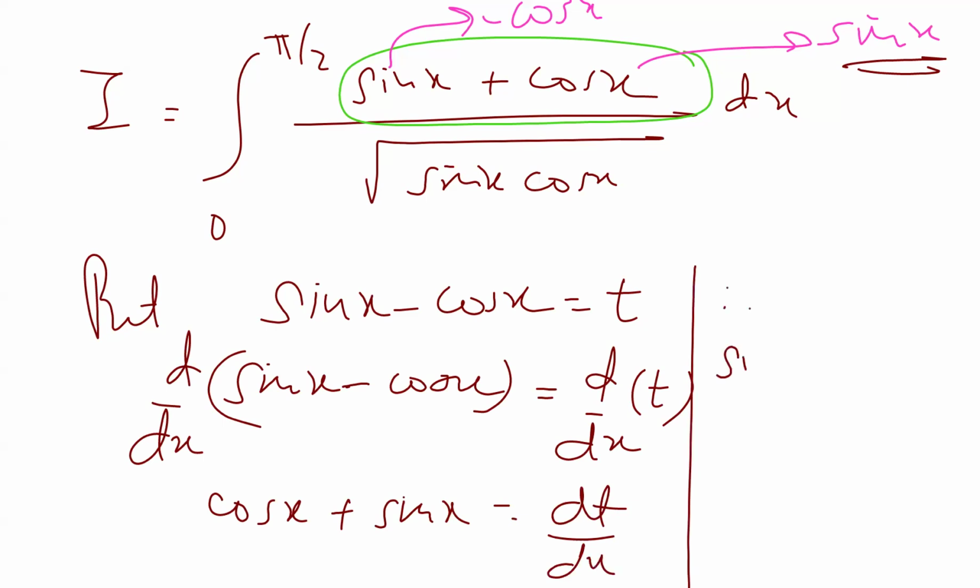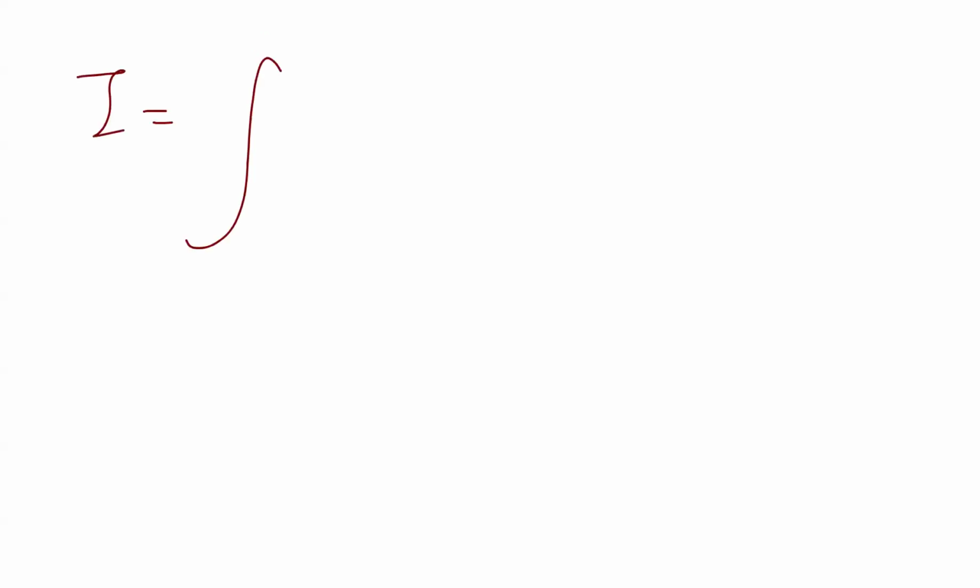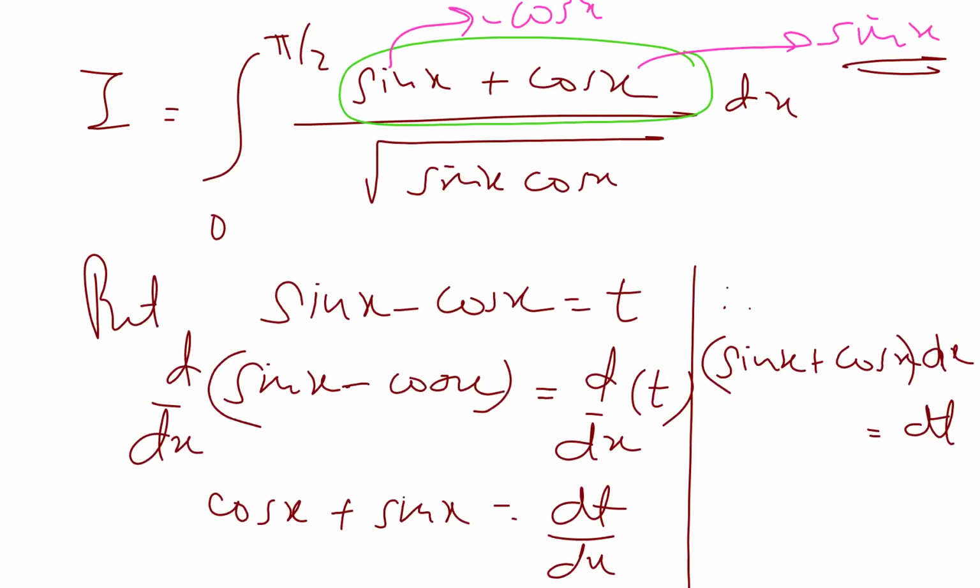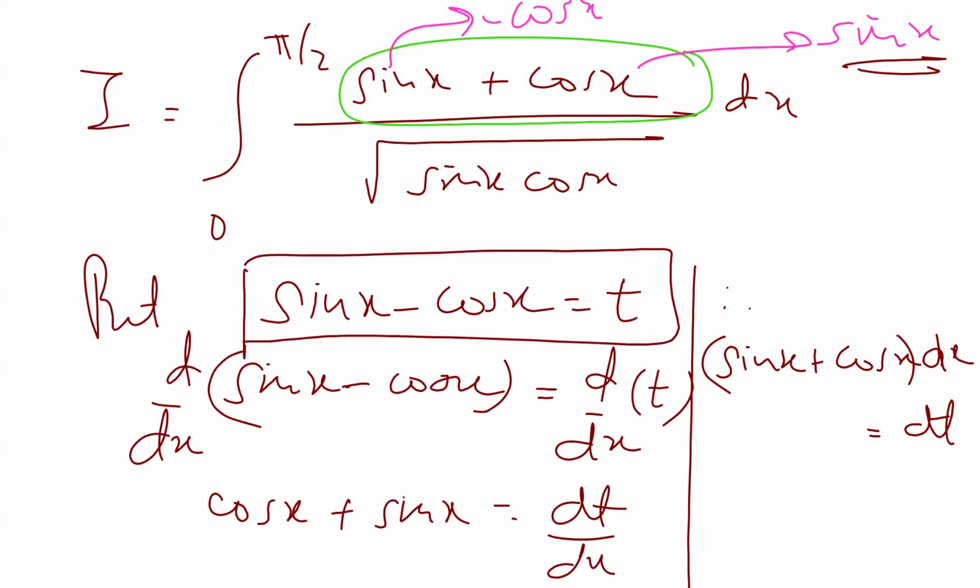Therefore, sin x plus cos x dx is equal to dt. Sin x plus cos x dx is equal to dt. Okay, 1 upon root of sin x cos x. Now we are going to solve this separately. We'll go to the previous slide once again. So sin x minus cos x is equal to t.